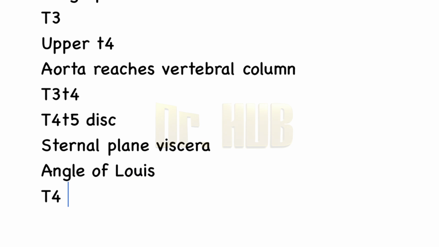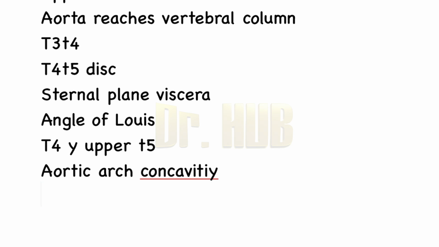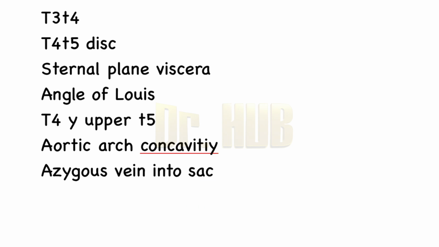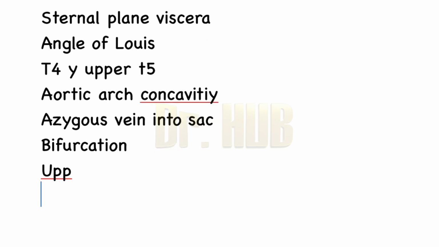Now we have the T4. The T4 vertebral body is the upper part of the T5. So the viscera includes the concavity of the aortic arch, and also the azygous vein into the SVC, and the bifurcation of the pulmonary trunk, and also the upper border of the heart.